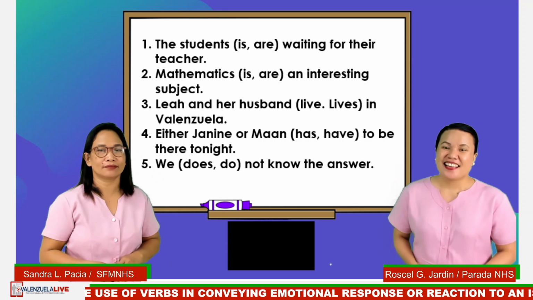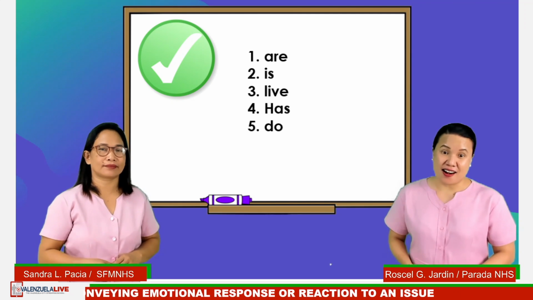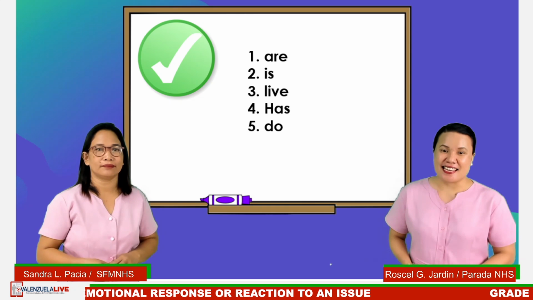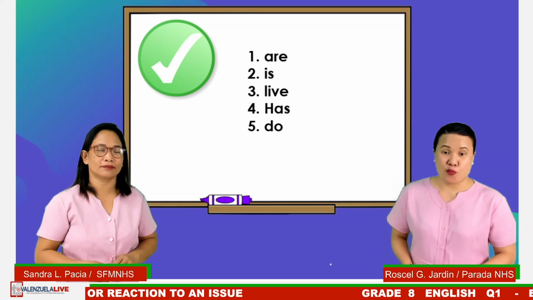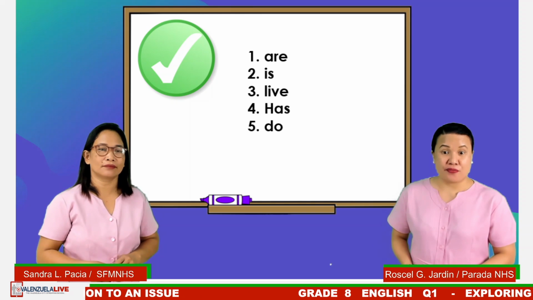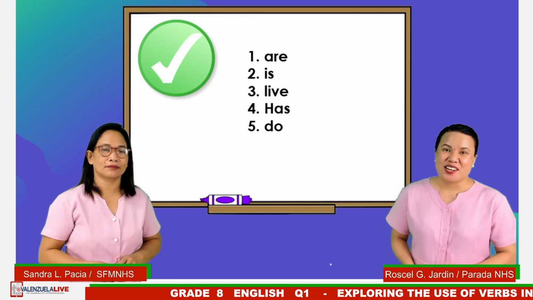Time's up. Let's check your answers. Number 1, are. Number 2, is. Number 3, live. Number 4, has. Number 5, do. Did you get them all correct? Great job!